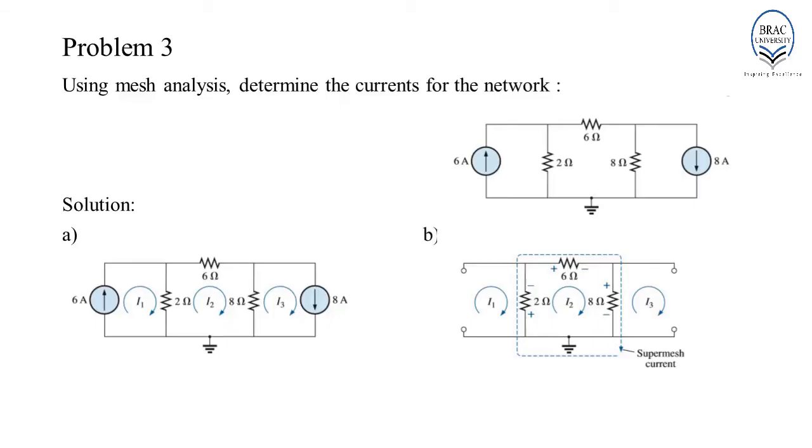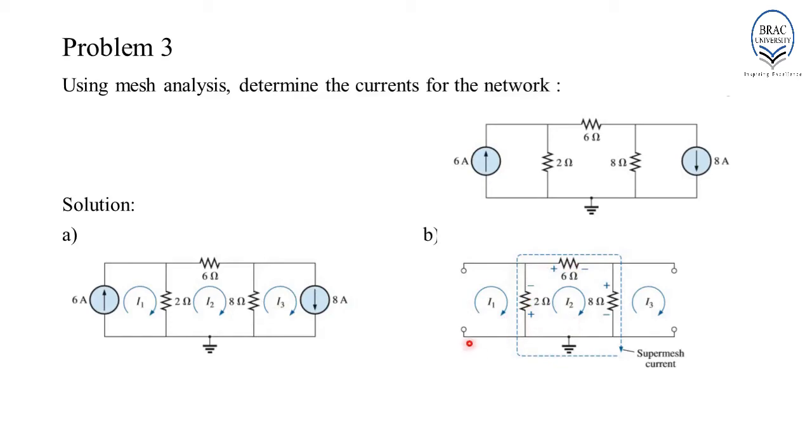Example 3. Using mesh analysis, determine the currents for the network. This network has three closed loops, that is loop 1, loop 2 and loop 3. So, we have to assign three distinct currents to each of these loops in the clockwise direction. Hence, the current assigned in loop 1 is I1, current assigned in loop 2 is I2, and current assigned in loop 3 is I3. The next step is to indicate the polarity across all the resistors, which is shown over here.